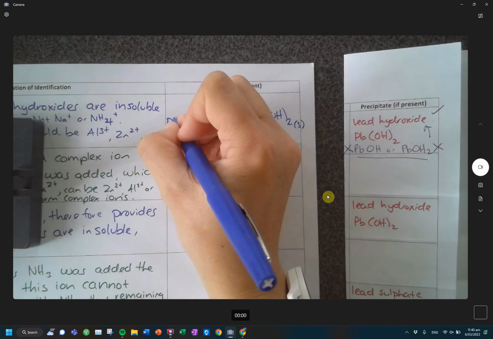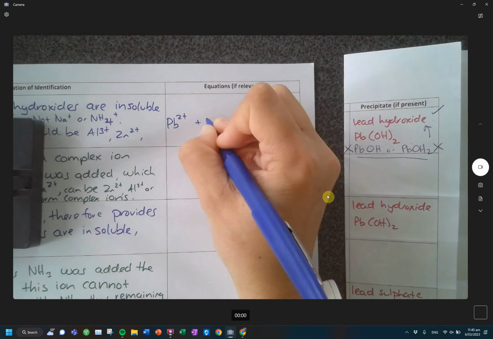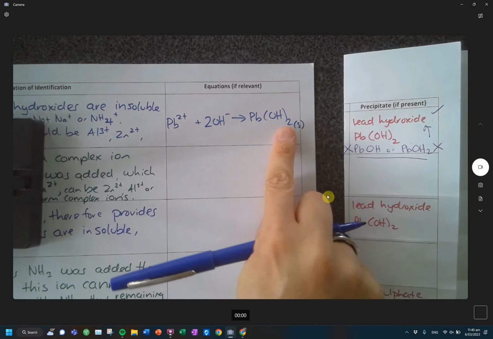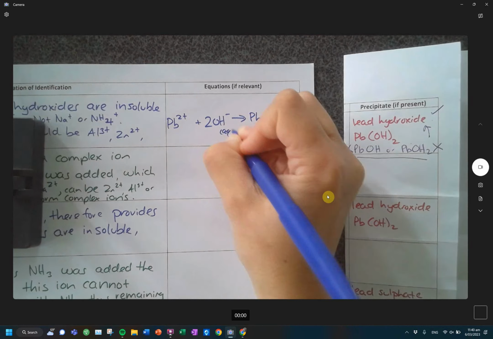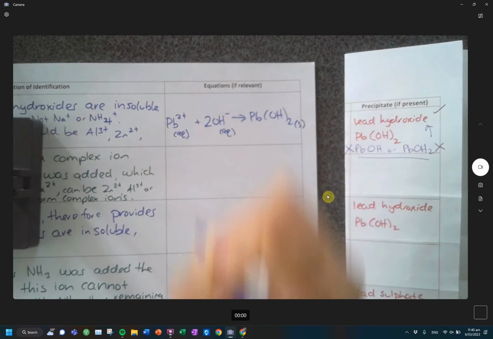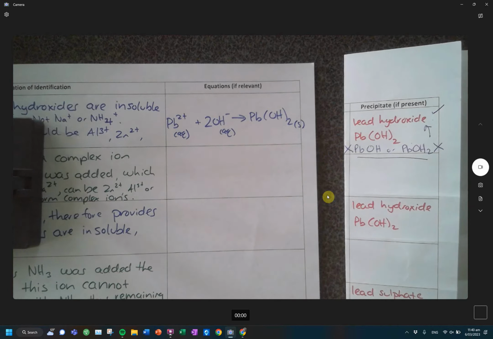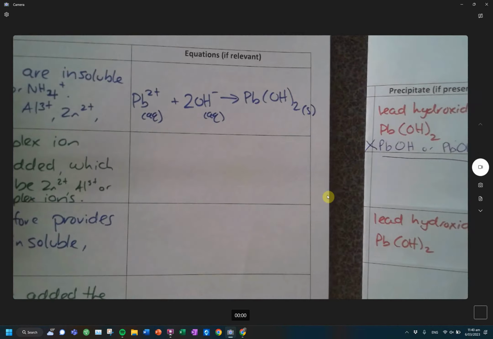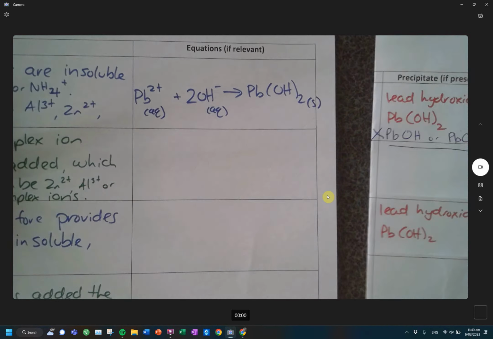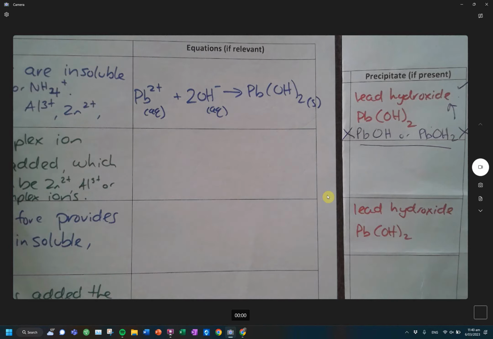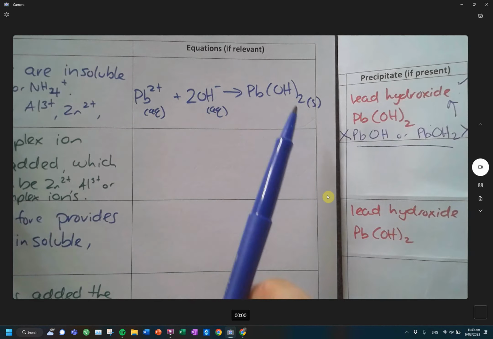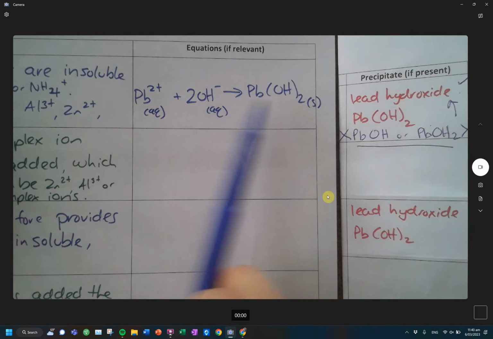So I'd include the lead, and I would include the hydroxides. Make sure they are balanced. So there's two hydroxides here, two needs to be on that side. Zoom it up closer. Okay? Yes, no? So, the way I would do it is figure out the product and then work your way backwards.